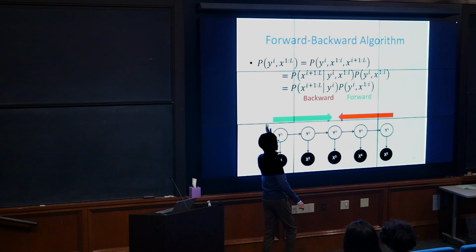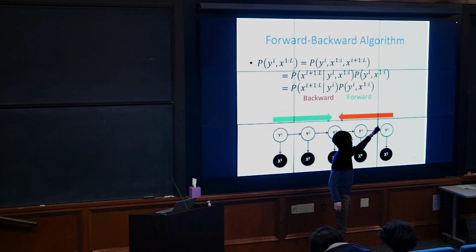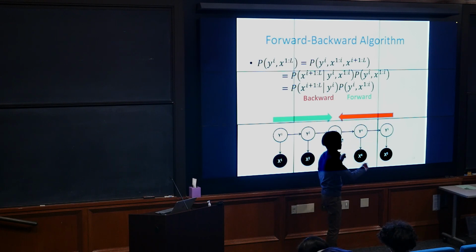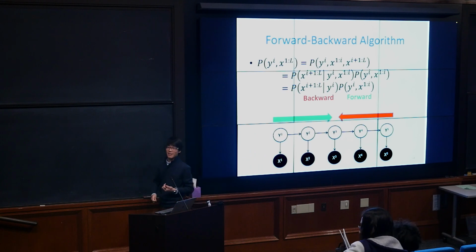So this distribution goes forward, and then this distribution goes backward. There's also some message passing theory that you can do this with, but I'm not going to go into that because that gets pretty complicated.